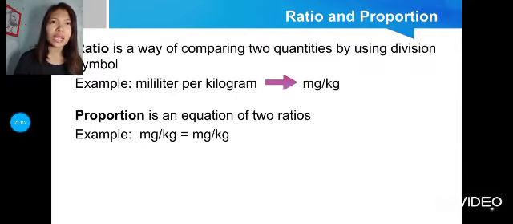So, let's first discuss what is ratio and proportions. Ratio is a way of comparing two quantities by using division symbol. So, like for example, milligram per kilogram. So, you will write it like this. So, mg per kilogram. Okay? So, for the proportion naman, it is an equation of two ratios. So, if you have two ratios and you are equating them, that is a proportion. So, an example is given. Okay, now, so milligram per kilogram is equal to milligram per kilogram. So, these are proportions. So, how are we going to do the process of proportion?